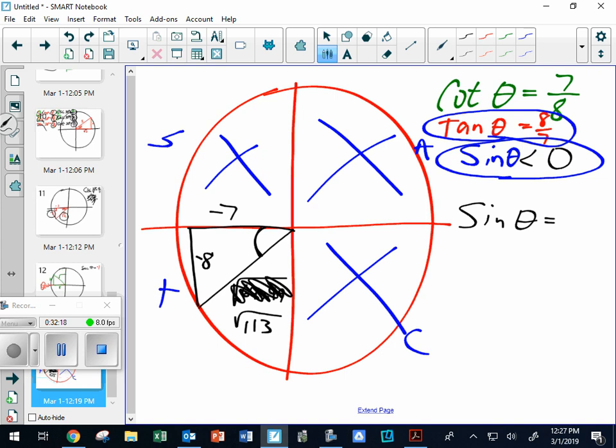Now, do you remember me saying if you can draw the triangle in the right spot and label it with the right sides, then the last step is easy. All I want to do is find sine. So what's sine? Opposite over hypotenuse. So opposite is negative 8. Hypotenuse is square root of 113. Negative 8 over square root of 113. How many of you had that one right? Okay, awesome. All right, you've learned 3 new functions.